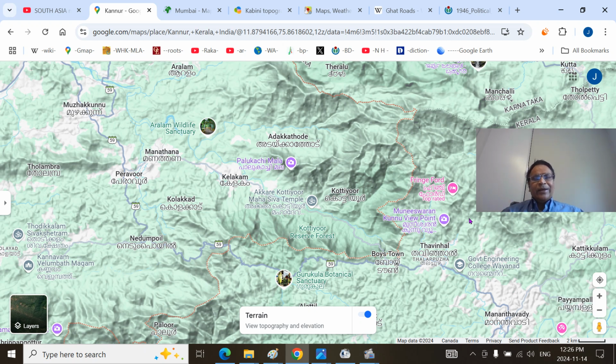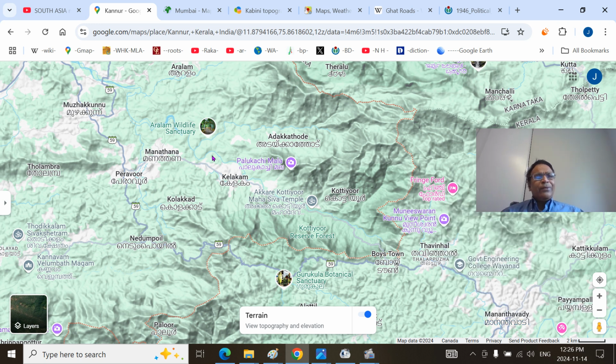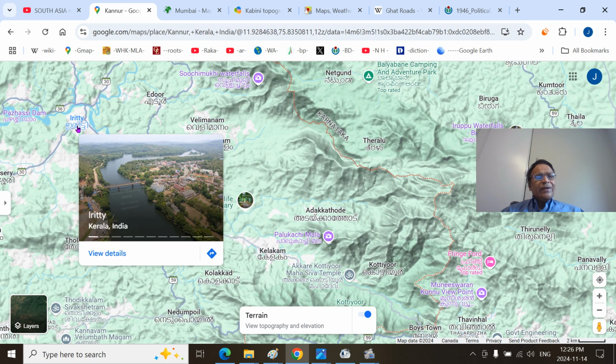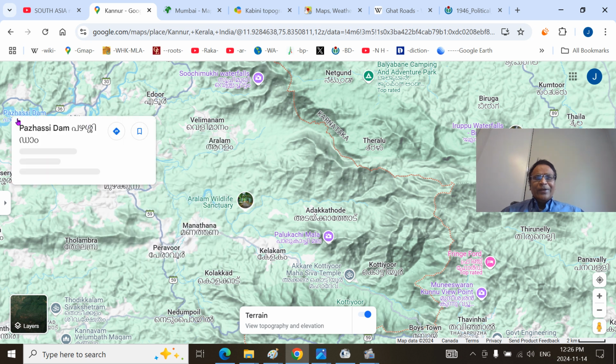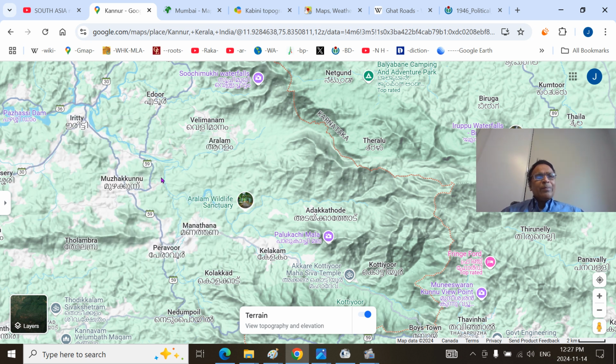This is Manathavady, that is the prominent urban center in the Wayanad plateau, and this is Iritty town. So this is Iritty town, the temple town, the Iritty. The river at that place is called Iritty River. Sometimes downstream it is called Valapattanam River, where the freedom fighter Pazhassi Raja's dam is also present. So we are starting at Iritty.